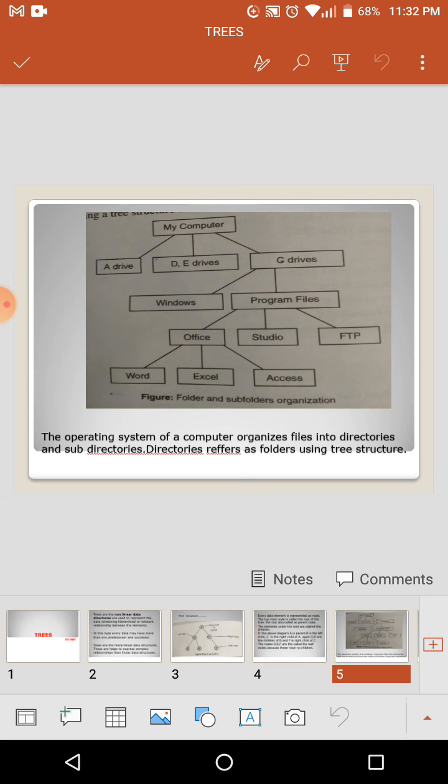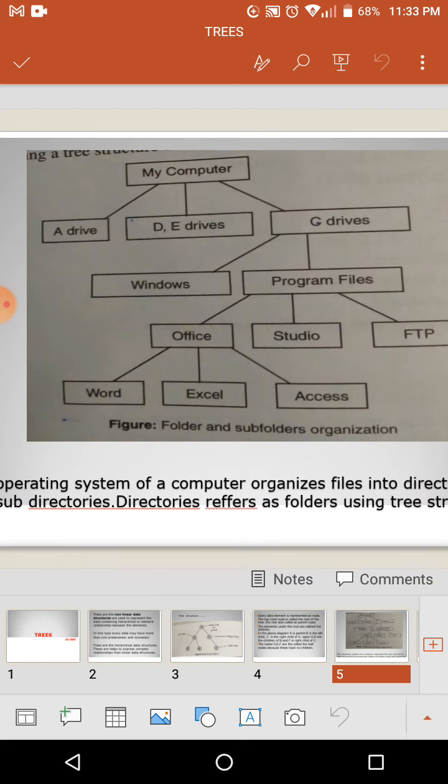Again the C drive is subdivided into subtrees, like Windows is the left child and Program Files is one of the children. Again Program Files is divided into one more subtree. So just like that, the data will be represented in a hierarchical format. Some network relationships maintained will be helpful for the representation of complex relations.